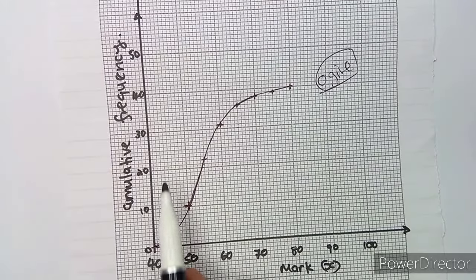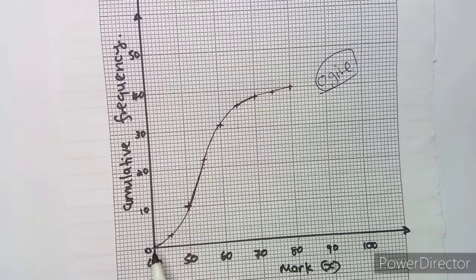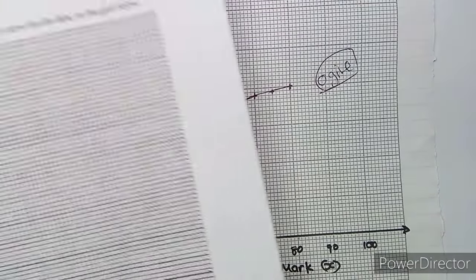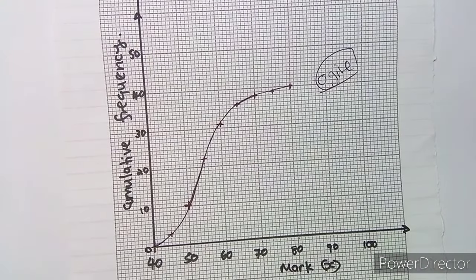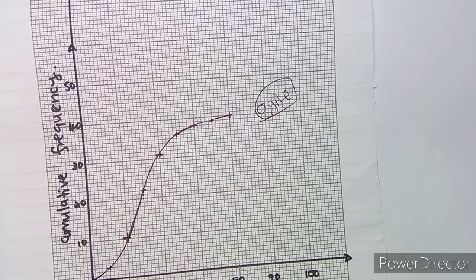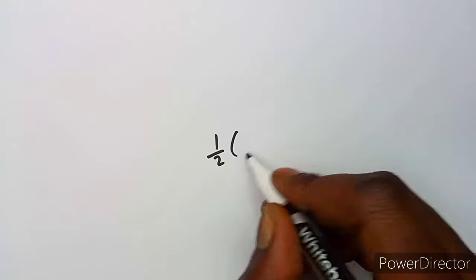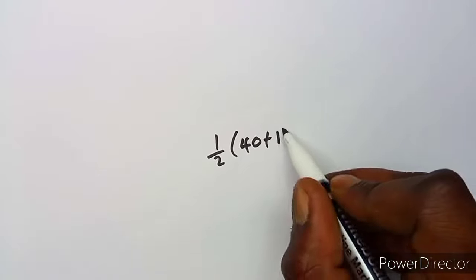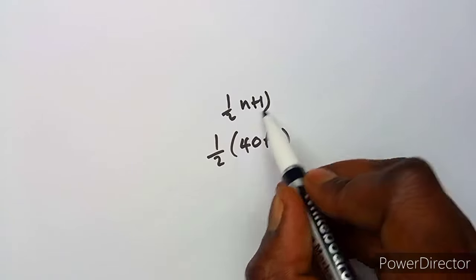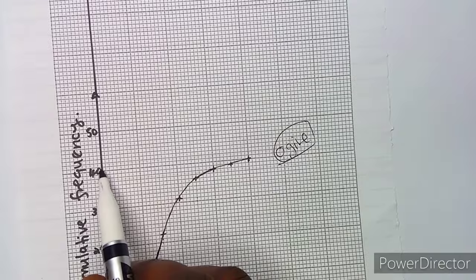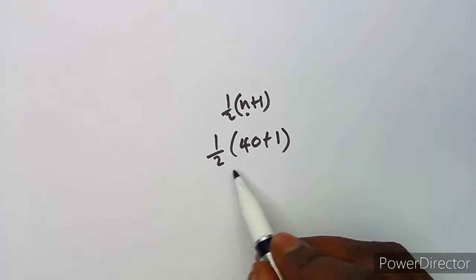These are the marks here. So you find half of the total distribution, which is half of 40 plus 1. Your total distribution is 40. Like we are saying, half of n plus 1 is the median. The n is the total frequency here, which is 40, so it's going to be 41.